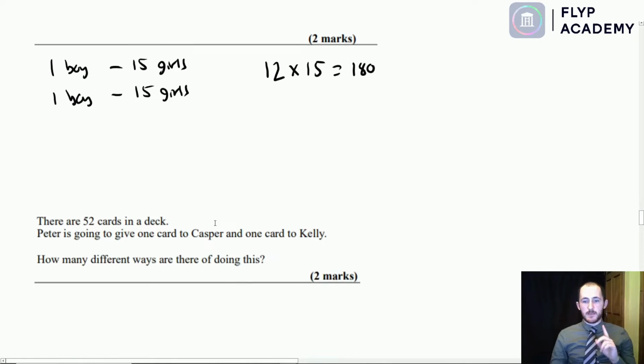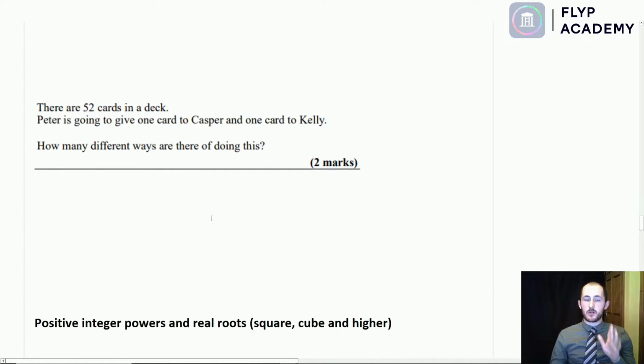Now, the next question is slightly more interesting, and you have to apply your logic. And again, with these kinds of questions, very, very easy for students to lose marks because they make a mistake. 52 cards in a deck, standard. Peter's going to give 1 card to Casper and 1 to Kelly. How many different ways are there of doing this?